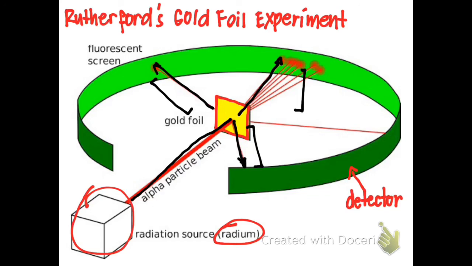So through this gold foil experiment, Rutherford, together with his research assistants, found out that there is a dense material inside the atom, which he called the nucleus.